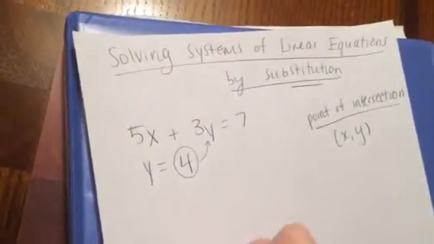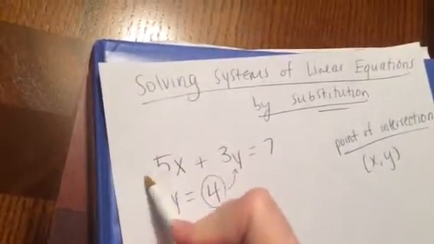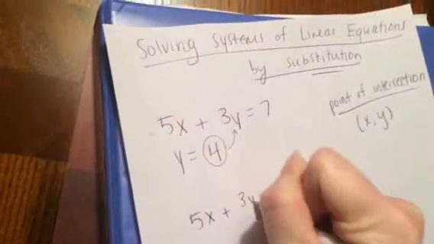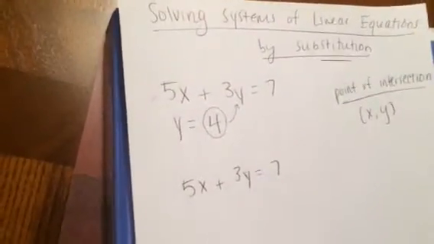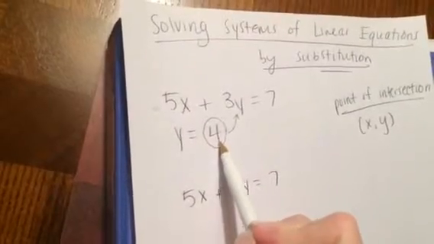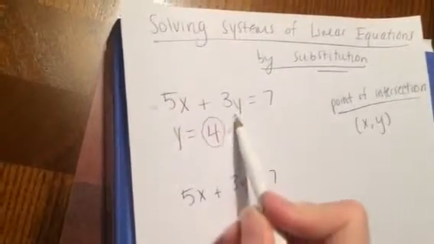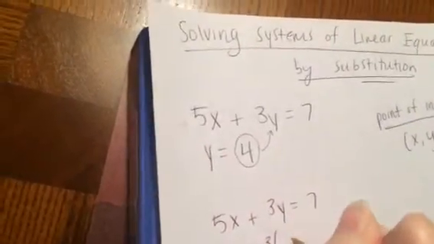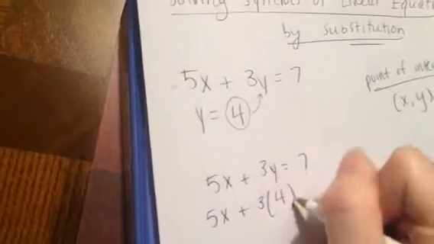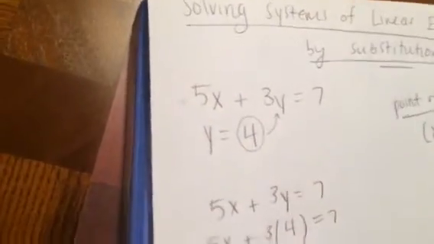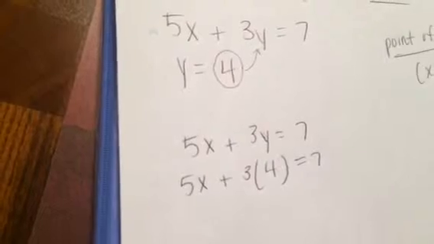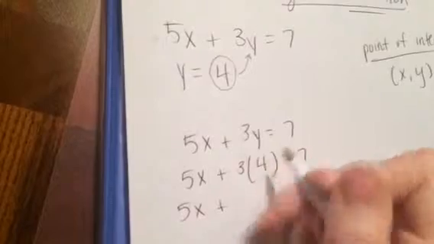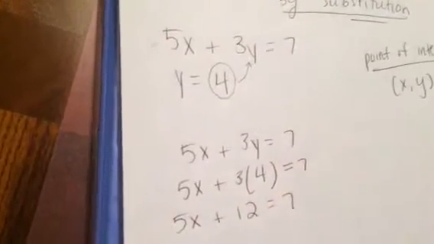Okay, so let me do that here. I'm going to recopy the top equation. 5x plus 3y equals 7. And now I'm going to plug in or substitute my information here that y equals 4 into my first equation. So let me rewrite it. We have 5x plus 3 times 4, since y equals 4, equals 7. All right, let me further solve this equation. 5x plus, well, 3 times 4 is 12, equals 7.